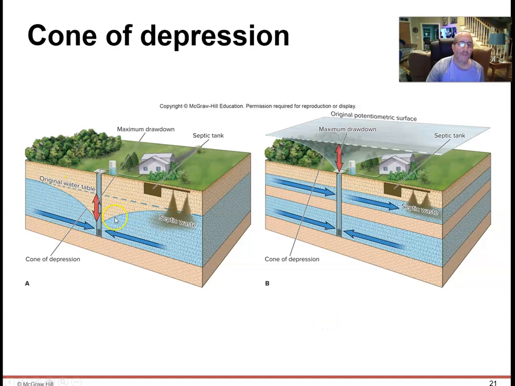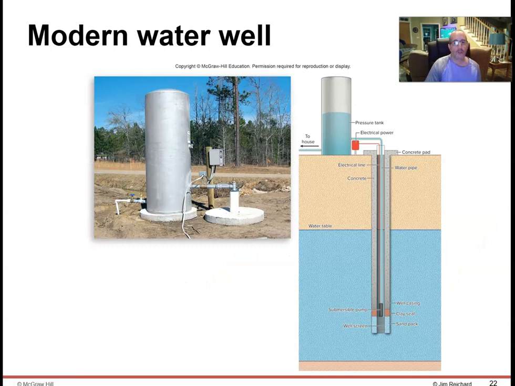Here's the cone of depression. So if you have a water well and you're pulling water, remember that water takes a while to move through this consolidated material. So if you're pulling it out faster than it's recharging, then you're going to draw that water down, and you're going to have a small cone right there around the well. So that's what a cone of depression is. You'll probably see that in one of your questions later.